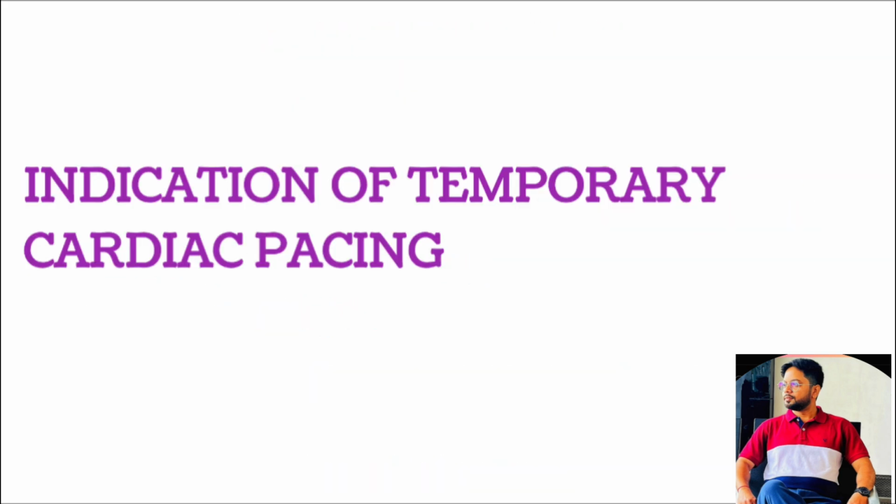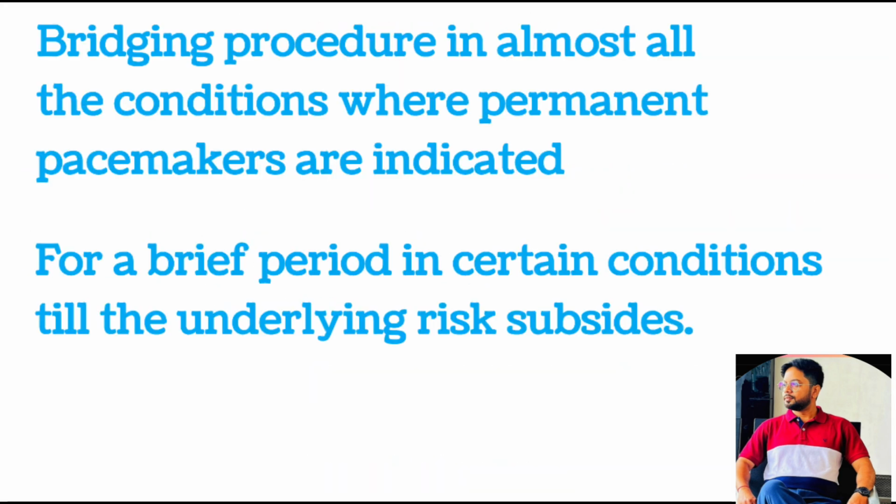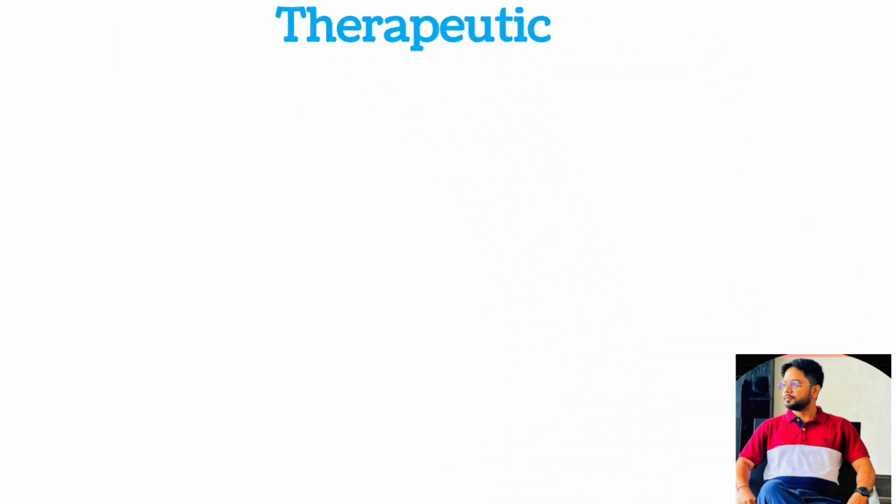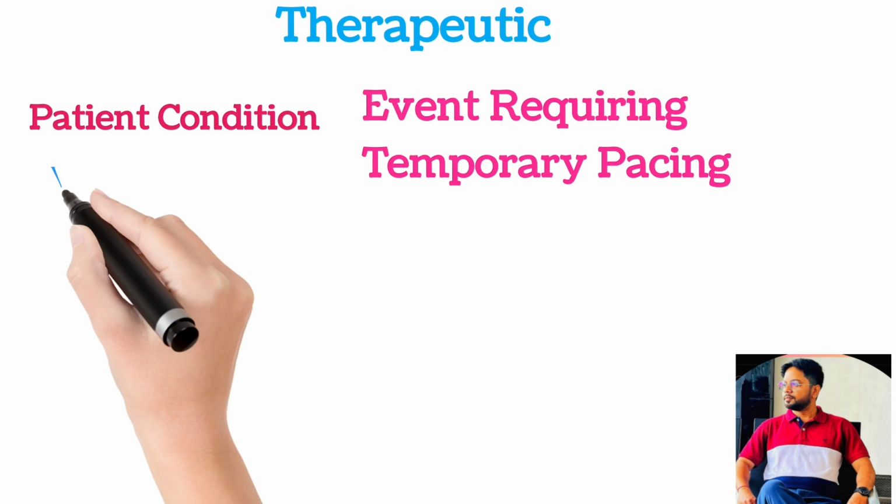Indications of temporary cardiac pacing. Temporary pacemakers are indicated as a bridging procedure in almost all the conditions where permanent pacemakers are indicated. There are certain other conditions where temporary pacemakers are used alone for a brief period until the underlying risk subsides. The indications may be therapeutic or prophylactic.